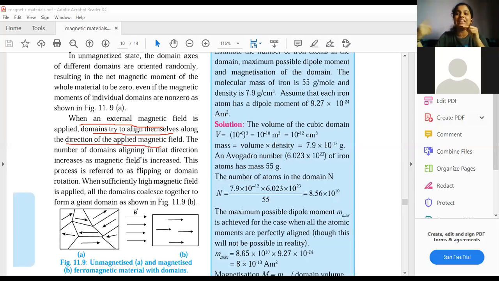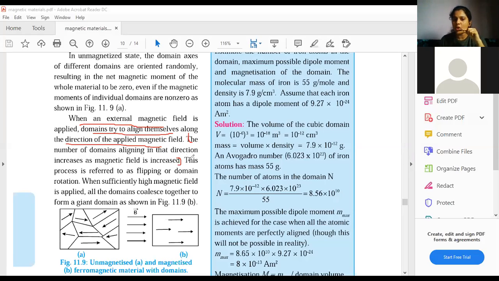So if you all increase the current, the stronger will be the external magnetic field, and the more is the amount of magnetization of the material. So that is the point they have written over here. Okay, the number of domains aligning in that direction increases as the magnetic field is increased. Okay, fine.